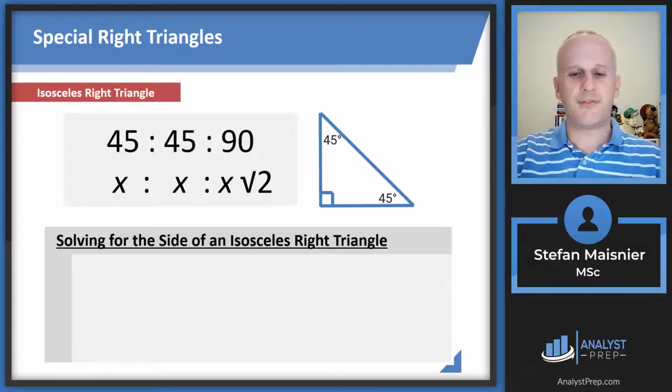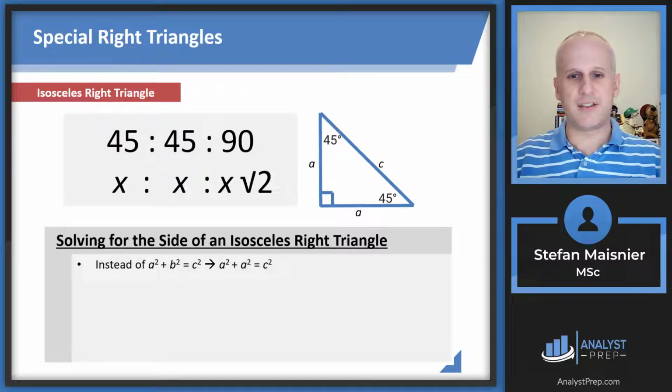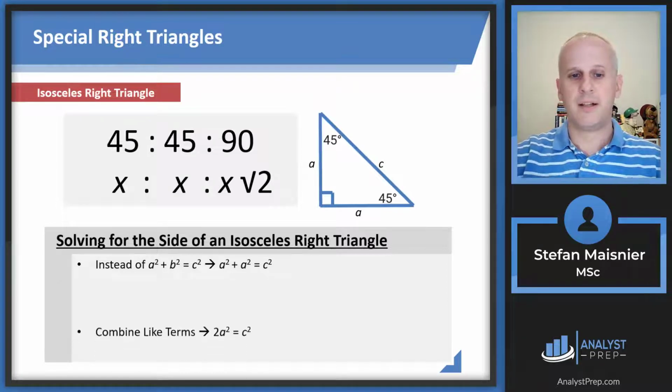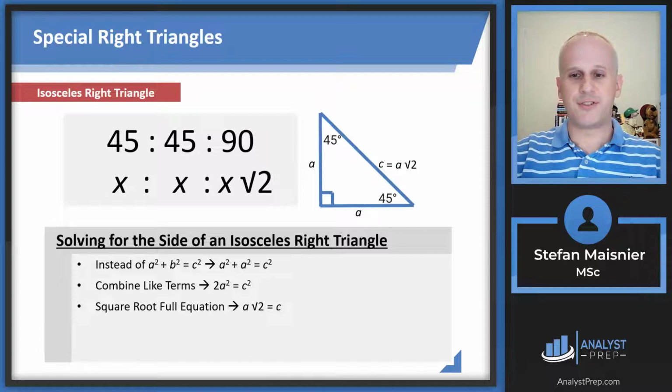So to solve for the sides of an isosceles right triangle, instead of having a squared plus b squared equals c squared, you can see on the figure that because we've got two 45-degree angles, we know that they oppose equal sides. So that means we really just have a and a c, which means that we can rewrite the equation as a squared plus a squared equals c squared. We just combine the like terms then. 2a squared equals c squared. Then we square root the full equation to find that a root 2 is equal to c. And that popped into the figure as well.